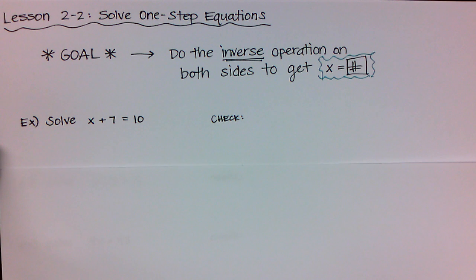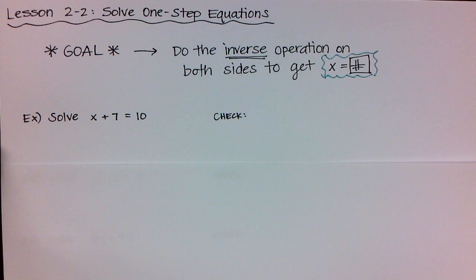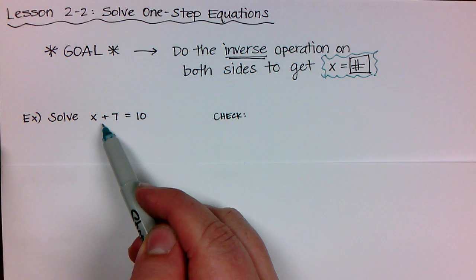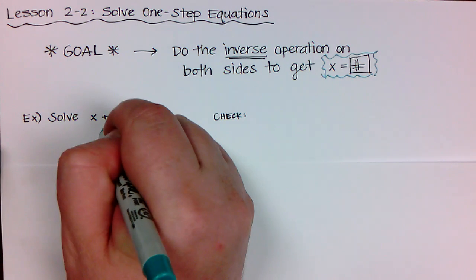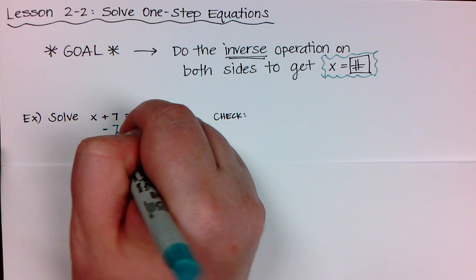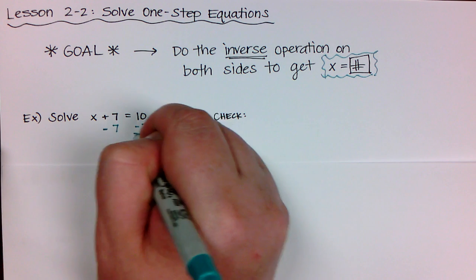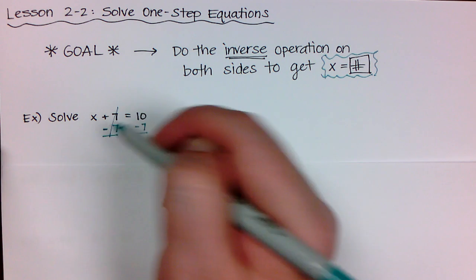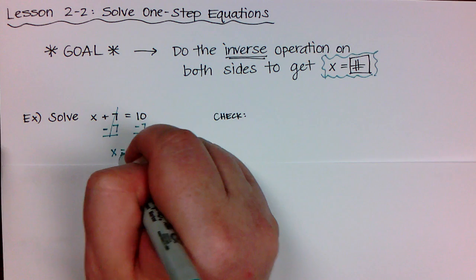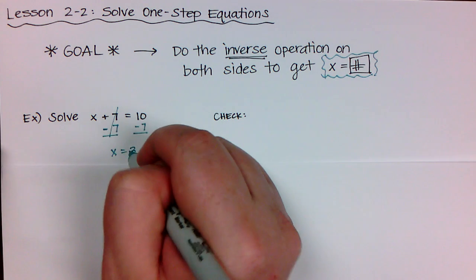So here's our first one. Solve x plus 7, which equals 10. So I see that it's being added. So instead I'm going to do the inverse. So the opposite, or the inverse of adding, is subtracting. I'm going to do that on both sides. And I really want you guys to practice showing your work. So I'm going to subtract 7 on both sides. And I'm left with x equals 10 minus 7 is 3.